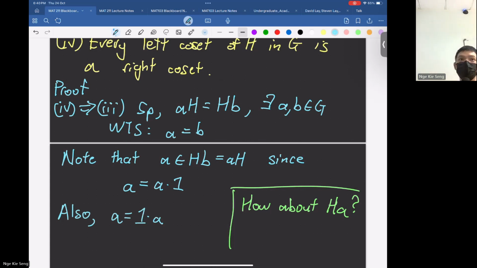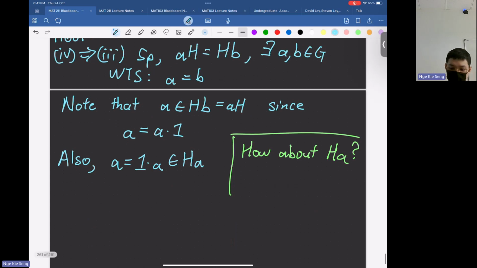Is A in HA or not? H is a subgroup, right? It must contain the identity. So E times A is what? A, no? So A also lives in HA. But think about it, if you have an HB.